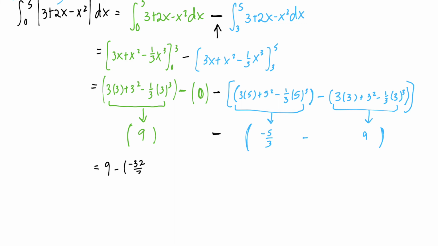I know it's kind of tedious on the math here. But 9 plus 32 over 3 is going to give you 59 over 3 as an answer there.